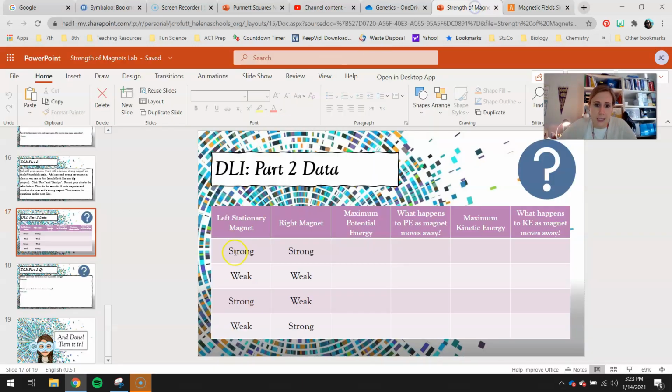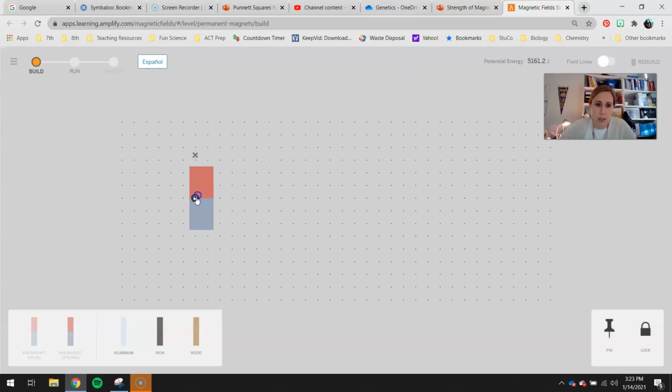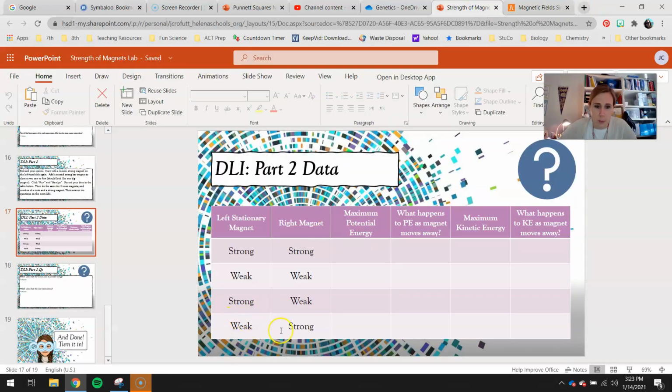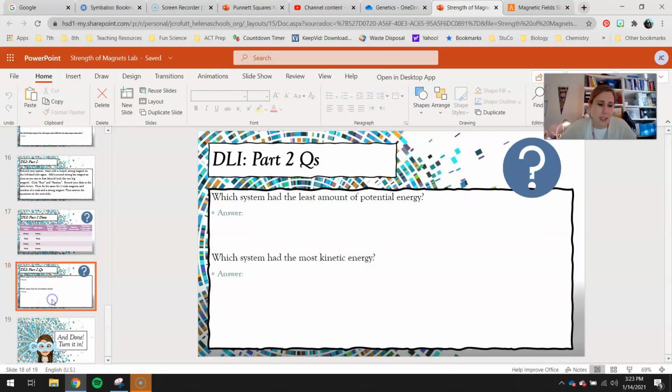Okay, that's your guys' second test. Weak and strong, or excuse me, strong held in place and then a weak. So your left one will be a strong magnet, and then paired with a weak, and then vice versa where this one is held in place. And then finally, I think that's your last one, so weak held in place and a strong. So collect data for all four of those magnet setups.